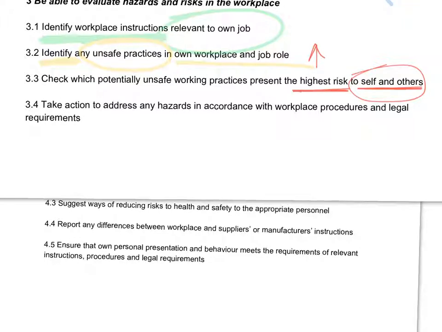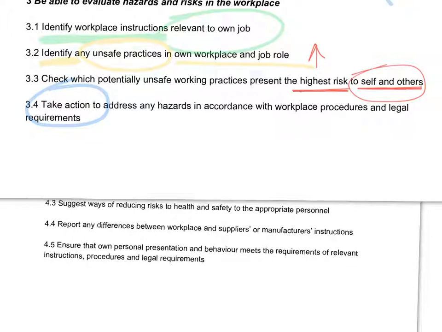3.4, take action to address any hazards in accordance with workplace procedures and legal requirements. So take action. That might be sending an email to identify something's not quite right, potentially. Having a conversation with your line manager. If you've done that and you've got evidence of you doing that, then print screen that evidence. That'd be fantastic.